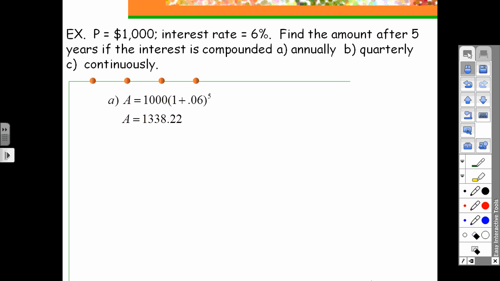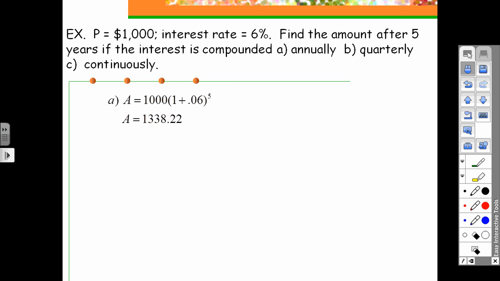So if it's annually, that means it's only compounded once in a year. So we plug in our principal, which is 1,000, 1 plus our interest rate, which is 0.06, and it's 5 years, so it's raised to the 5. We don't have to divide by k because k is 1. And so this is what it comes out to be. And since we're dealing with money, we're going to round it to 2 decimal places. You should double check that you've entered everything into your calculator correctly and got this answer. You just have to make sure that everything is inputted correctly into your calculator.